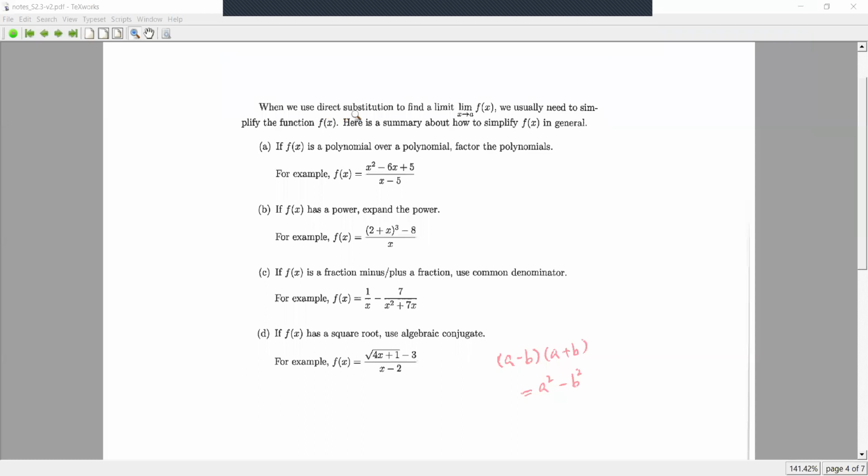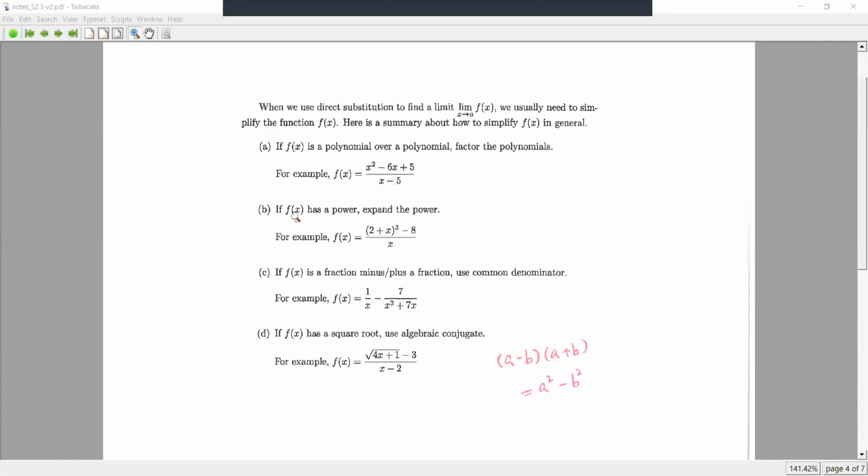When we use direct substitution to find a limit, we usually need to simplify the function f. Here is a summary about how to simplify the function f in general. There are 4 cases. Case 1, when a function is a polynomial over a polynomial. This is one example. Then to simplify the function, factor the polynomials and then cancel out some factors from the top and from the bottom.